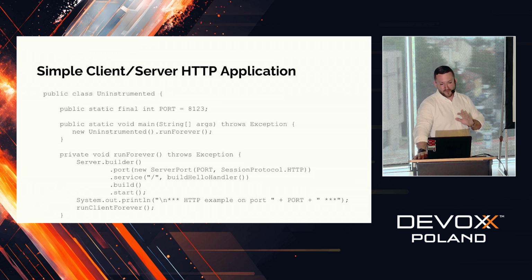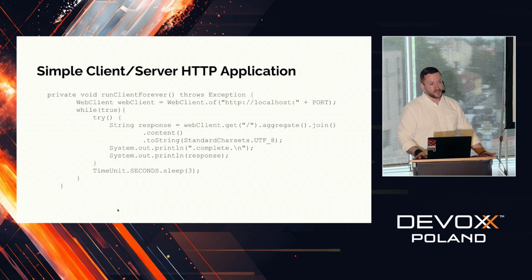And it's going to do something very, very simple. It's exposing a port. You can see here, I'm going to use an uninstrumented example. So there's no OTel instrumentation listed here. We're going to start a server, and then we're going to run a client as well, right? So you can see the server builder here. It's exposing port 8123 and a /endpoint. And then we're going to run a client.